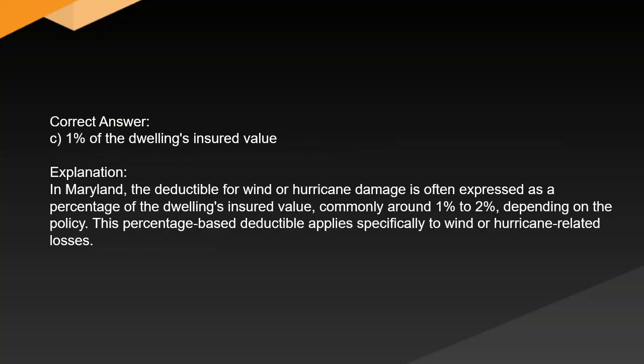Correct answer. C. 1% of the dwelling's insured value. Explanation. In Maryland, the deductible for wind or hurricane damage is often expressed as a percentage of the dwelling's insured value, commonly around 1% to 2%, depending on the policy. This percentage-based deductible applies specifically to wind or hurricane-related losses.